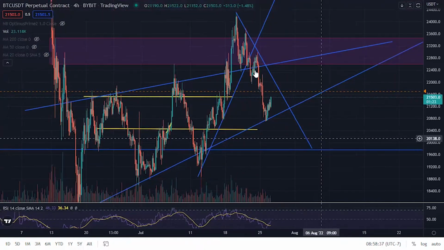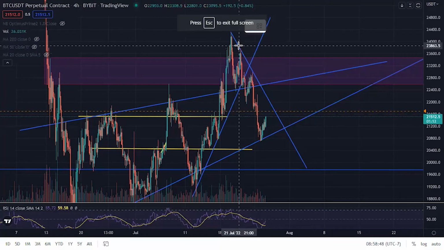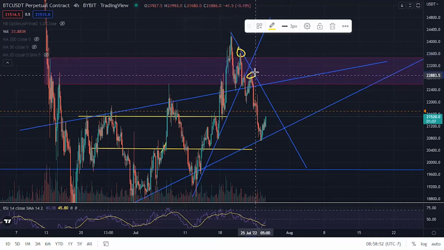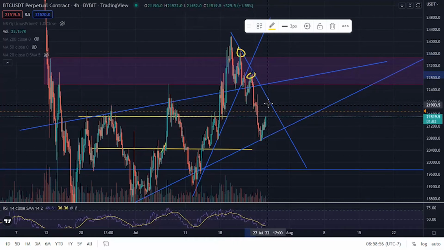And now it looks like Bitcoin has been respecting this downward trend line. As you can see, we came here, we got rejected. That's the first one. And then again here, we got rejected. So right now, as the price is moving up, this downward trend line is going to be a huge resistance for the price of Bitcoin.